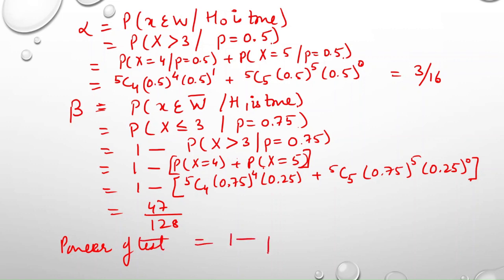Lastly, the power of a test is given by 1 minus beta. That's 1 minus 47/128, and that's coming out to be 81/128. So this is how we can calculate the alpha errors and the beta errors for the questions given. In the next lecture, we'll be talking about the p-values and how we could find out the p-values for the hypothesis testing.